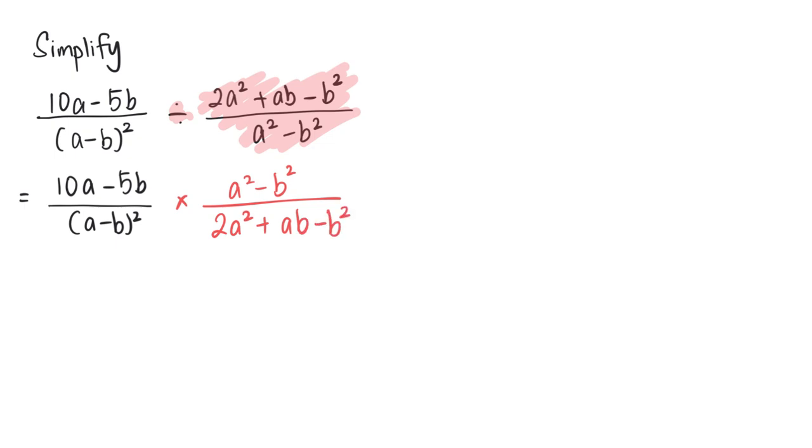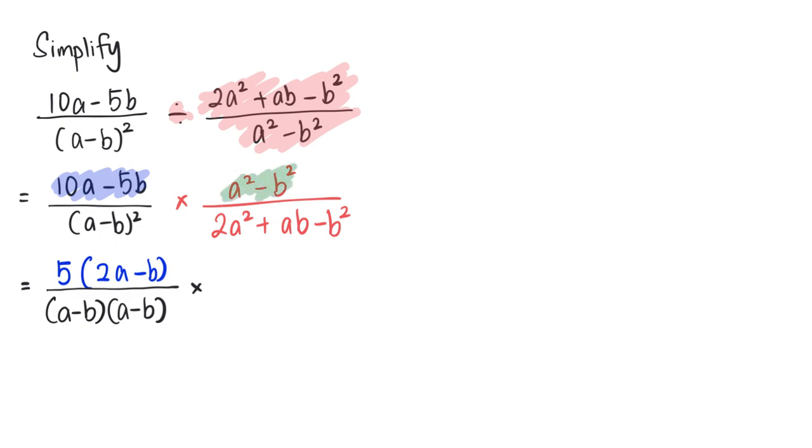Next, I checked to see if we could factorize anything for the numerator and denominator, and yes, we could, and therefore this one would simply be common factor 5. I'm left with 2a minus b. A minus b squared, I will rewrite it as a minus b times a minus b. Still gonna multiply. And a square minus b square, this is a special product. A plus b, a minus b.